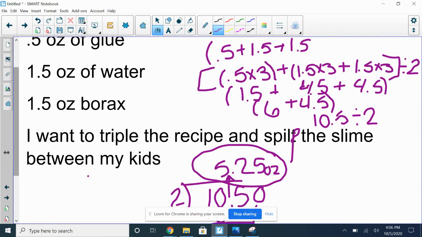So we used our order of operations and we incorporated decimals, which was able to help us use our integer rules as well as our decimal rules.